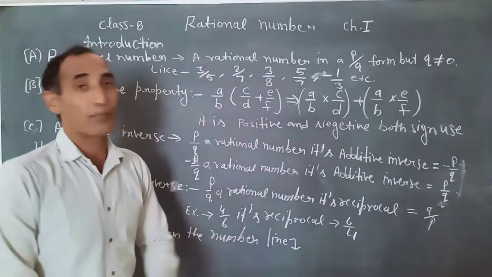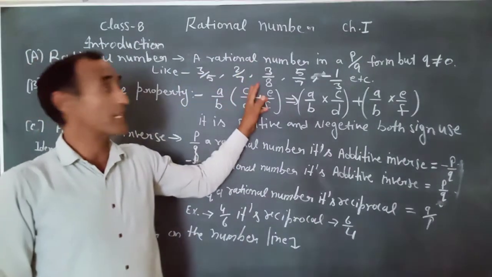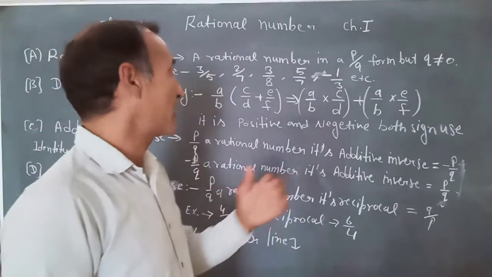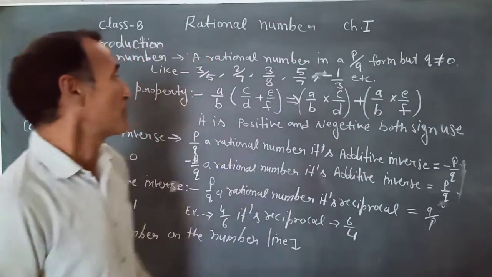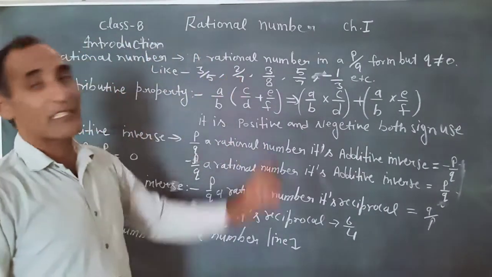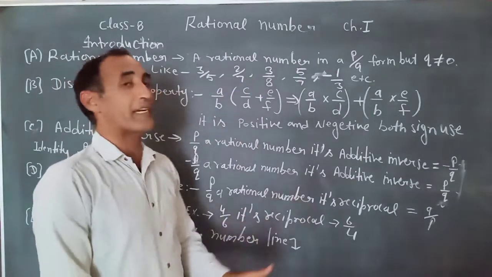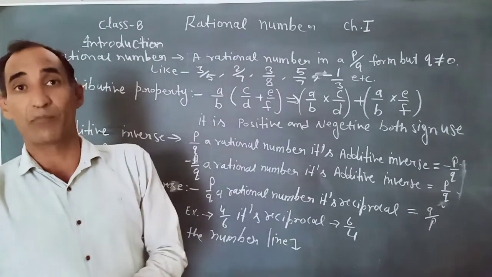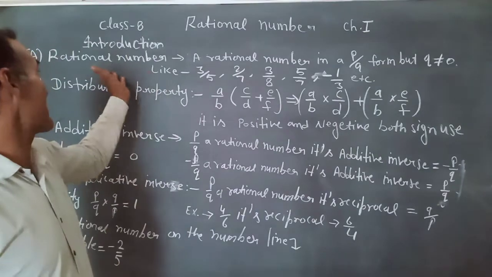Here are some examples: 3 by 5, 2 by 7, 3 by 8, 5 by 7 and minus 1 upon 3, etc. The numerator is p and the denominator is q. The denominator is every time a natural number. So it is called a rational number.